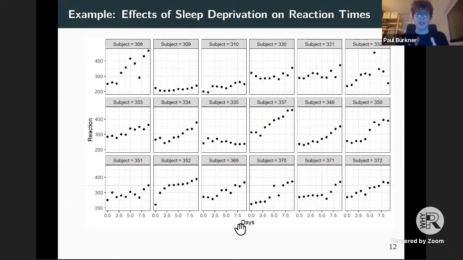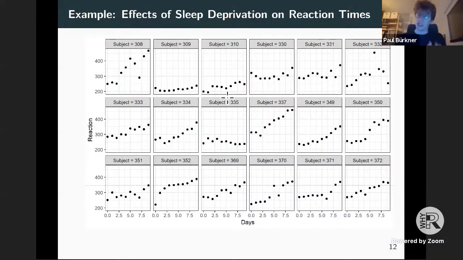What we clearly see here is that there are lots of differences between different subjects. For instance, the subject on the top left starts at 250 milliseconds and then has quite a lot of increase in average reaction time over the days, while the next subject here starts quite quickly and basically isn't affected by sleep deprivation at all. So there are not only lots of differences between individuals, but we can also explicitly model these differences.